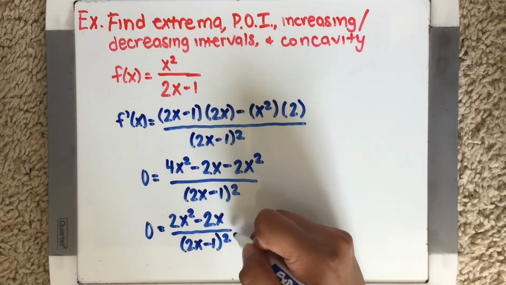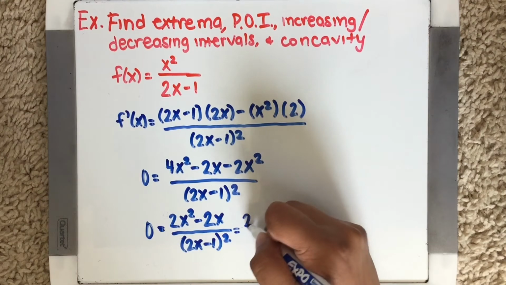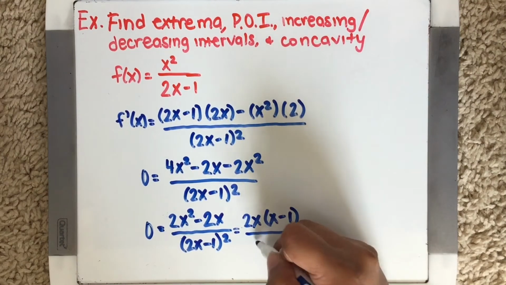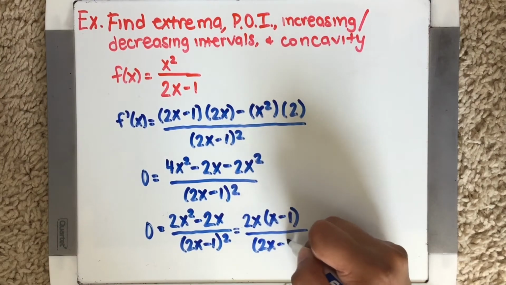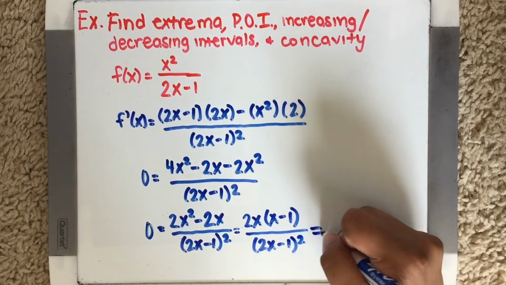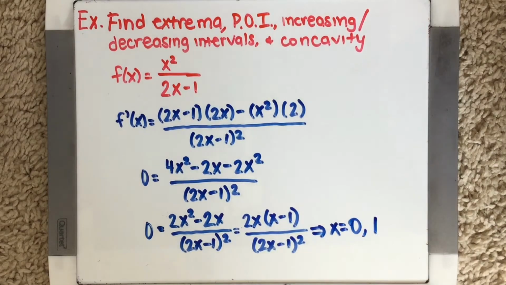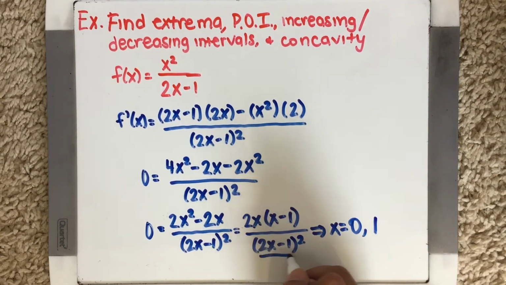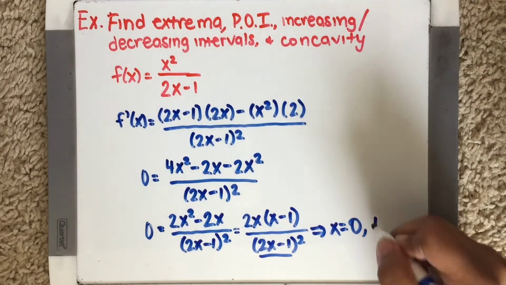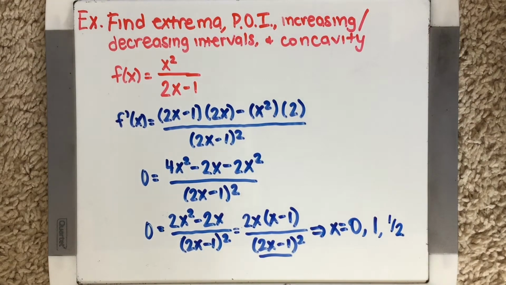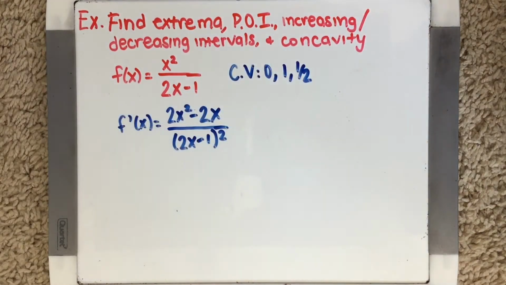That can be simplified into 0 equals 2x times x minus 1 all over 2x minus 1 squared. This gives us critical values of x equals 0, x equals 1, and looking at where the function does not exist, x equals 1/2. Now we must take the derivative yet again to find points of inflection.